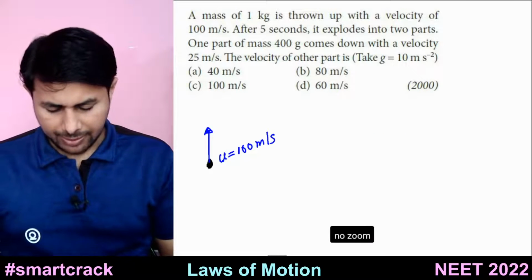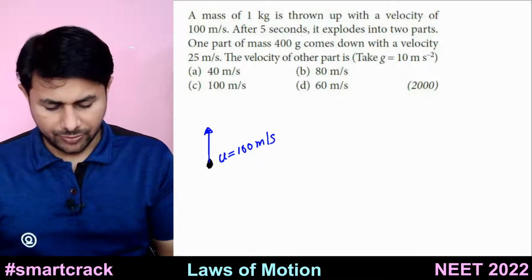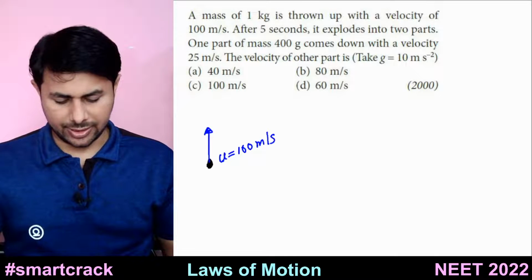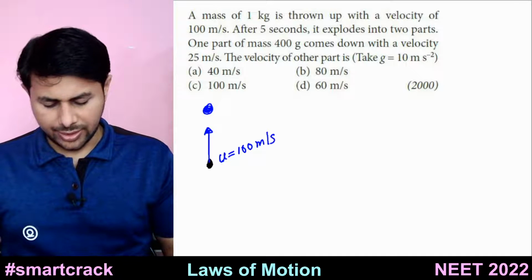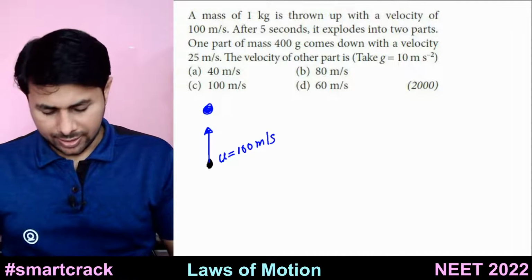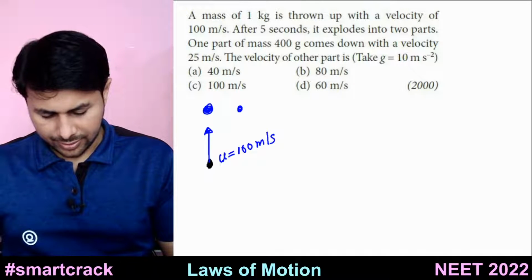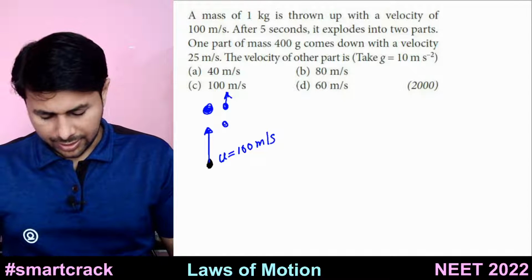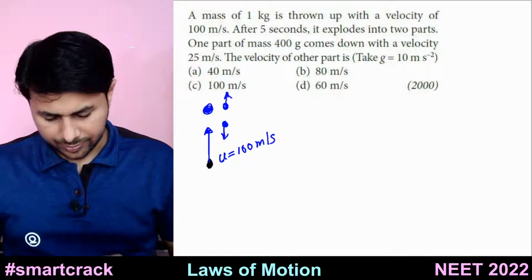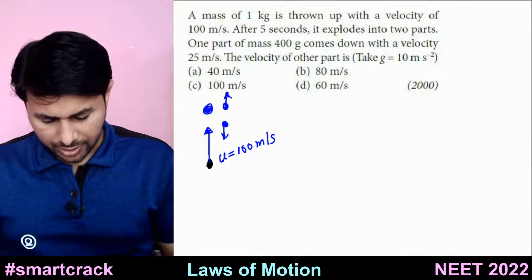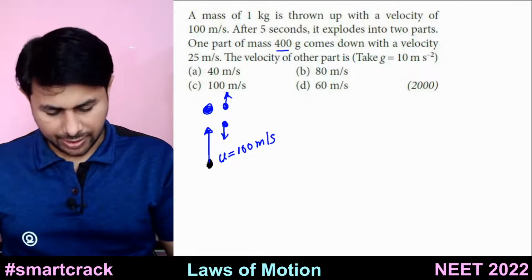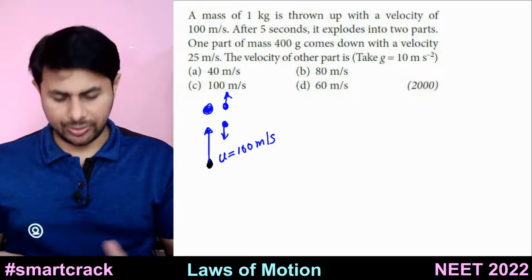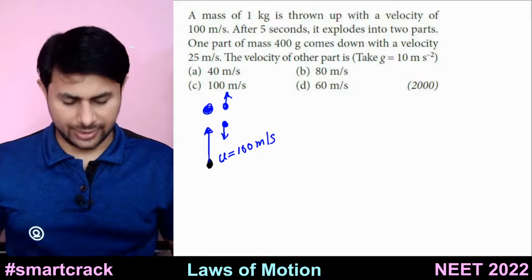Okay, and after 5 seconds, let's find out what will be its velocity after 5 seconds. But after 5 seconds, what happens? It goes somewhere here, and it breaks into two parts. So one part moves up and another part moves down. So the part of mass 400 grams comes down with some velocity, with velocity 25 meters per second.